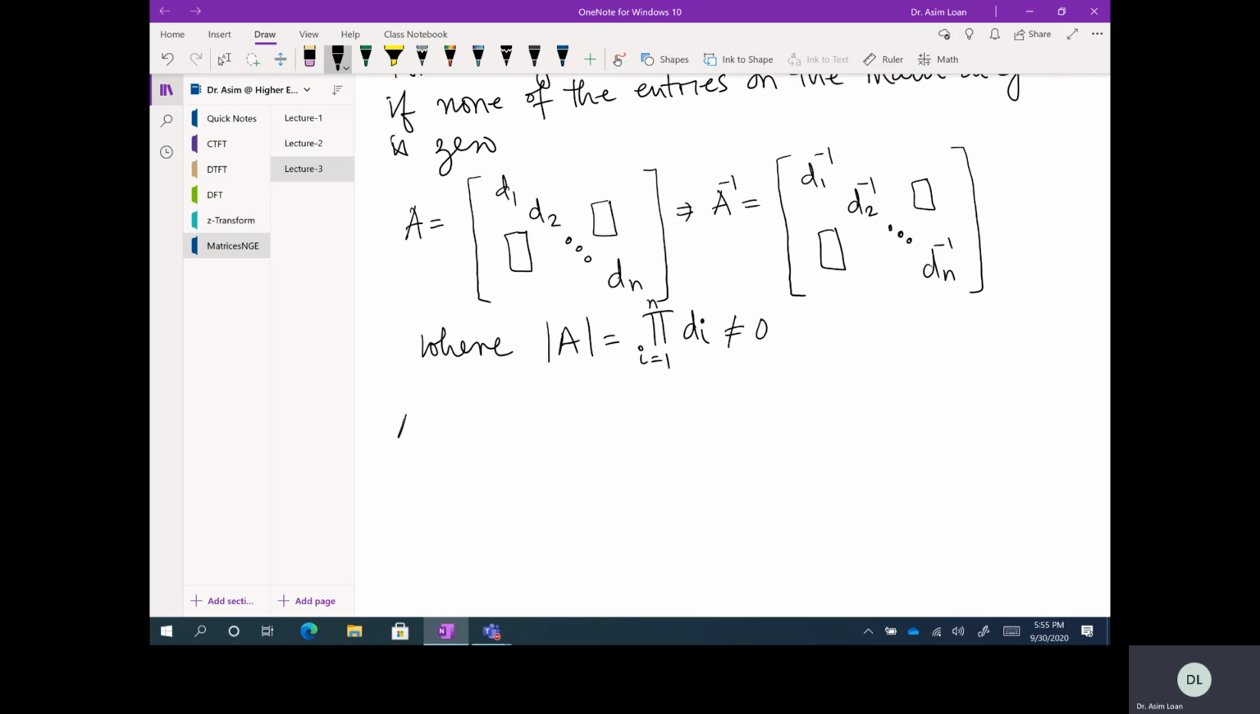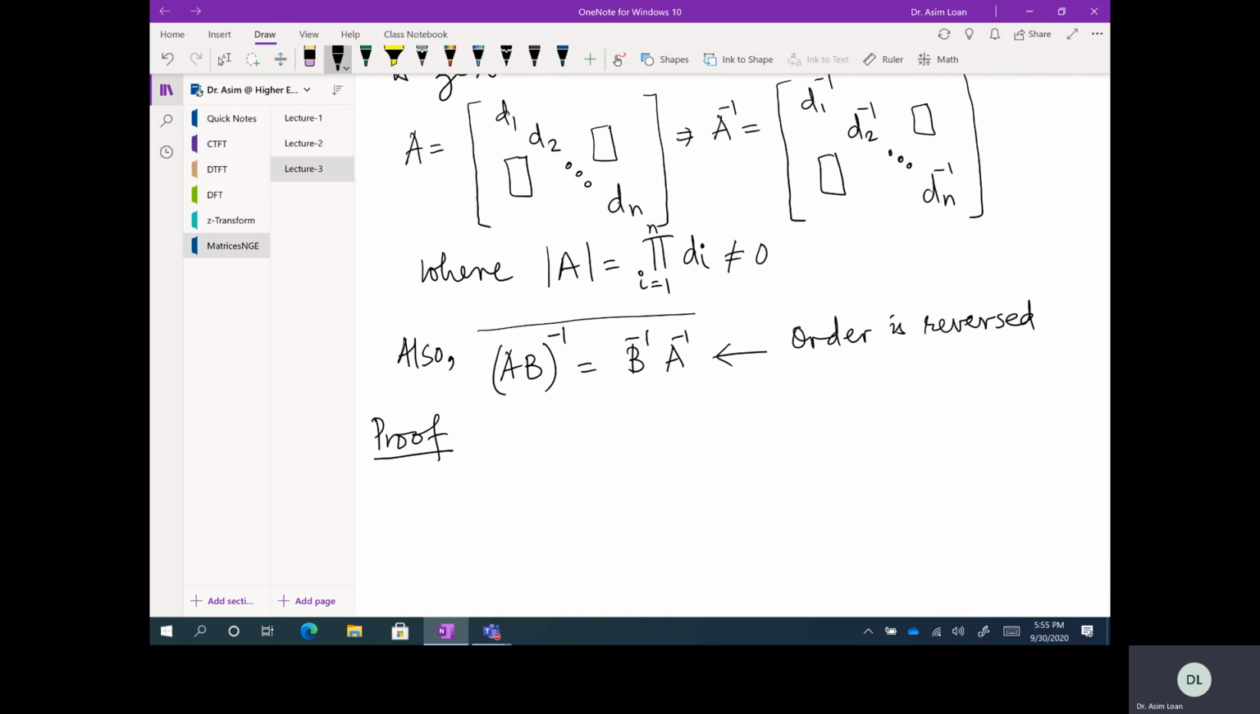Also, we have used this property before. Also, AB whole inverse is simply equal to B inverse A inverse. So order is reversed. How do we prove that this is true? And this is also true for the transpose. So you need to memorize this one.